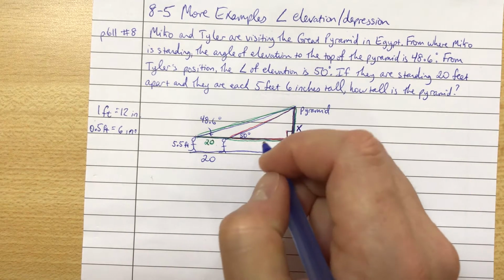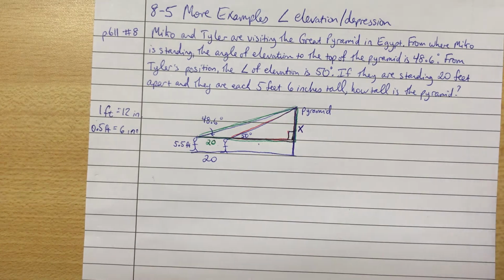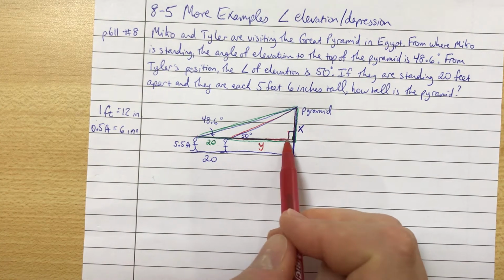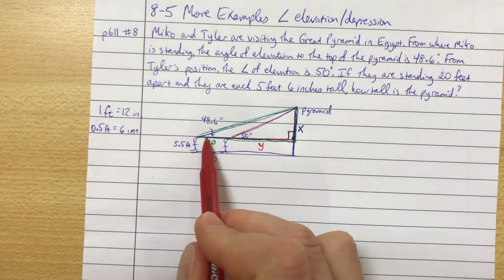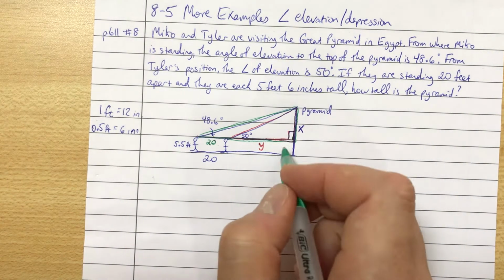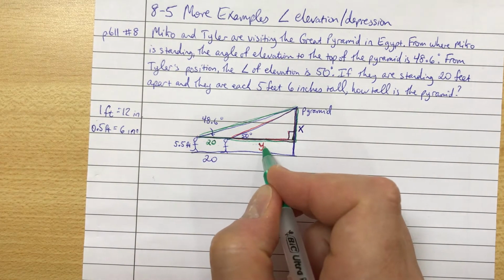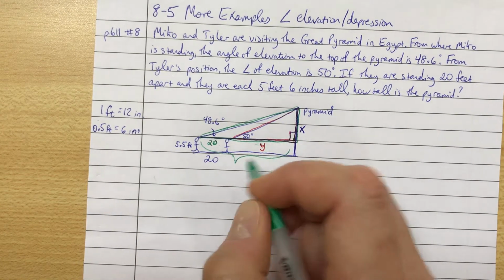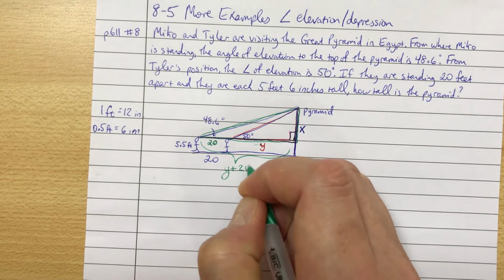Now I'm going to call this y. I'll put that in red. That would be this distance here. Now that means that in the green triangle, this total distance, by the segment addition postulate, would be to add these, and I'm going to write that as y plus 20.